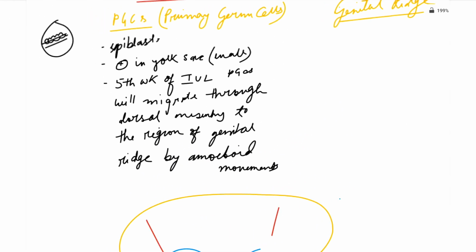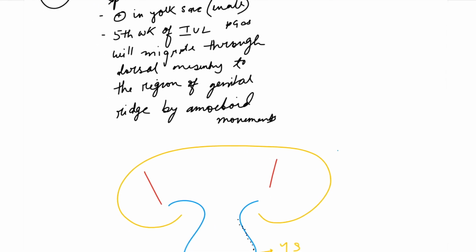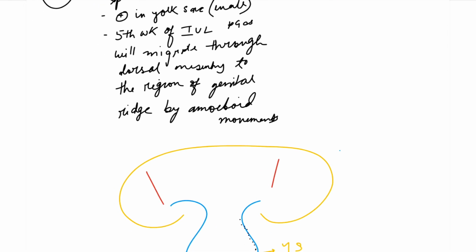Now what is this genital ridge? Before that, we have learned that the primordial germ cells are present inside the yolk sac, in the walls of the yolk sac. In the 5th week of the intrauterine life, the primordial germ cells will migrate through the dorsal mesentery to the region of the genital ridge by amoeboid movements.